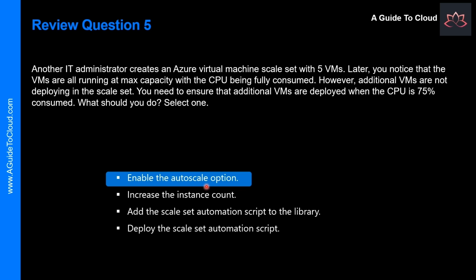When you have a scale set, you can enable automatic scaling with the auto scale option. When you enable this option, you define the parameters of when to scale. To meet the requirement of this scenario, you need to enable the auto scale option so that additional VMs are created when the CPU is 75% consumed. Please note that the automation script is used to automate the deployment of the scale set and is not related to automating the building of additional VMs in the scale set.